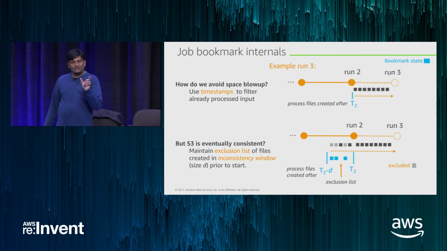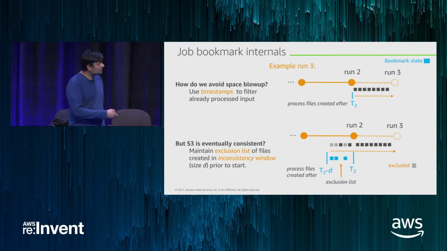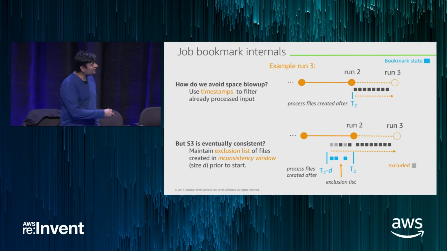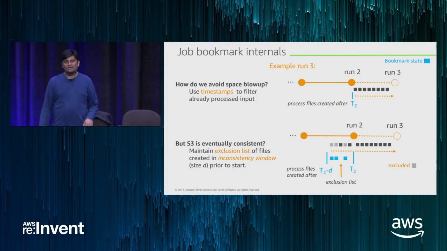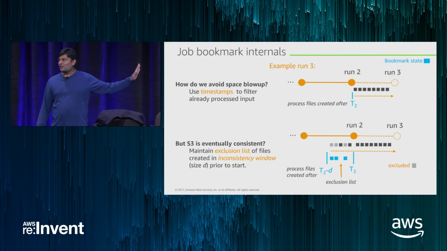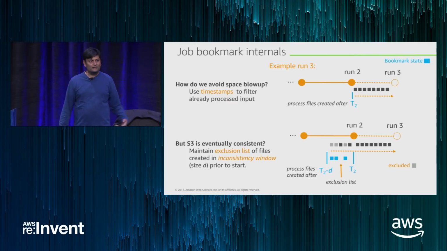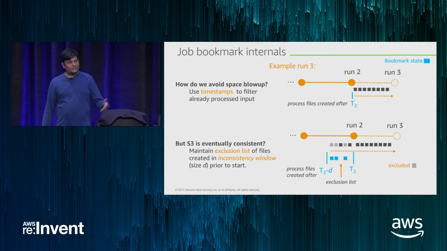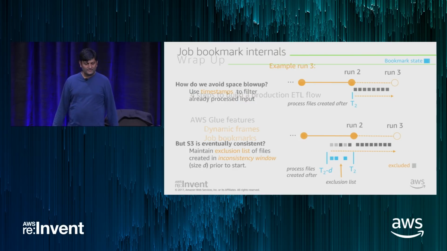And that's basically an exclusion list of files that we keep track of that you can filter out the next time you run. In the subsequent run, you start listing all your files from the previous timestamp minus this delta, this consistency window. These are all the files that you list. And then you eliminate the files that you've already seen, but keep the files that you haven't seen, and you process them. And this works really well. And this is pretty complicated to get right. You don't want to be building this yourself, and we provide that underneath for you. And this is just for sources. We do similar things for transforms and sinks.